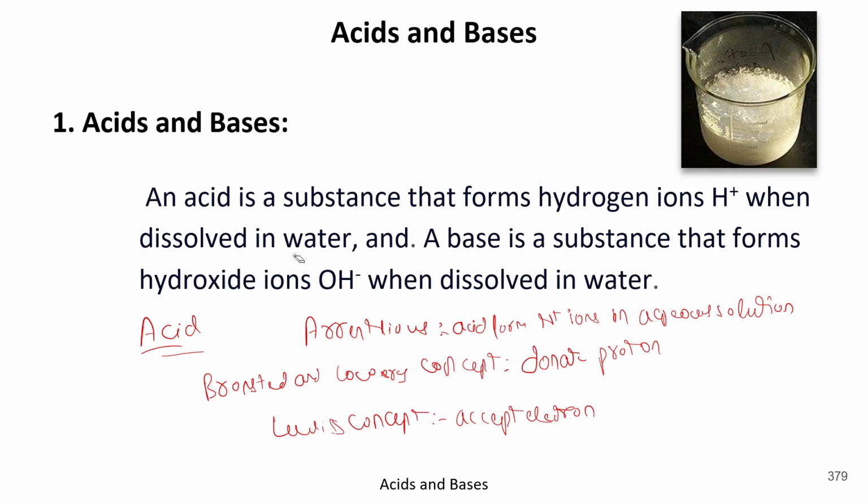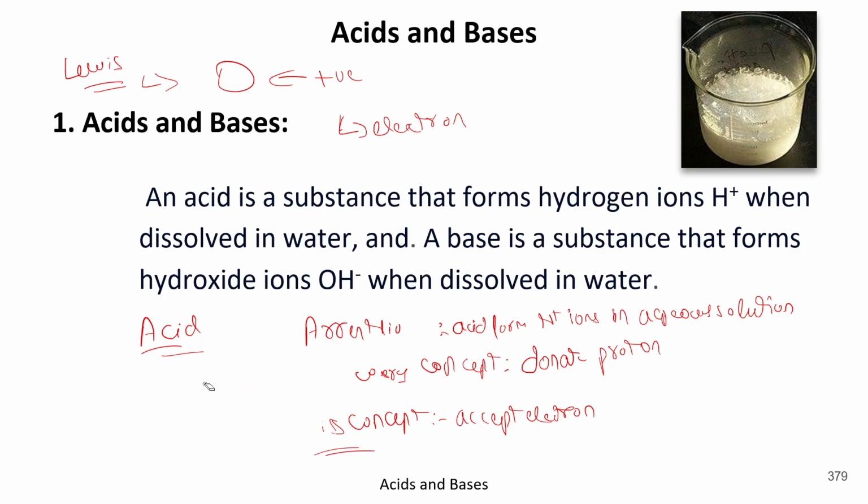Thereafter, the next is Lewis. Lewis said that if this is an acid, then it will attract a negative particle, which is the electron. So these are the theories given by Arrhenius, Bronsted and Lowry, and Lewis. Got it? Now, what about bases?